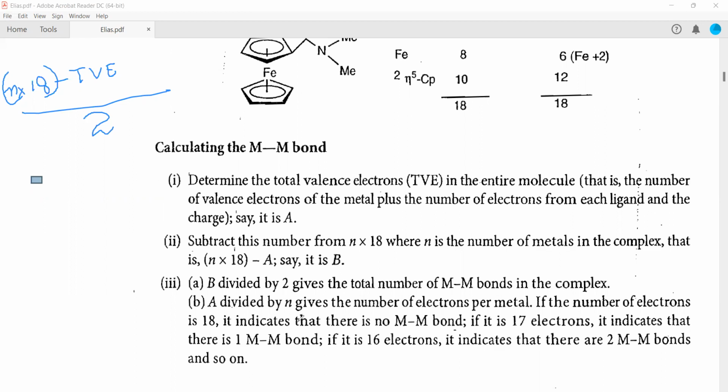If the number of electrons is 18, then there is no metal-metal bond. The metal complex is already stable by itself. But if it is 17, this indicates that there is one metal-metal bond. If it is 16, then there are 2 metal-metal bonds, and so on. I hope I am clear.